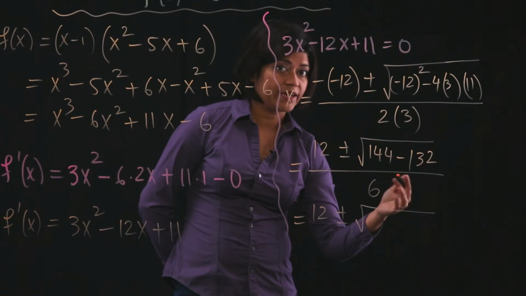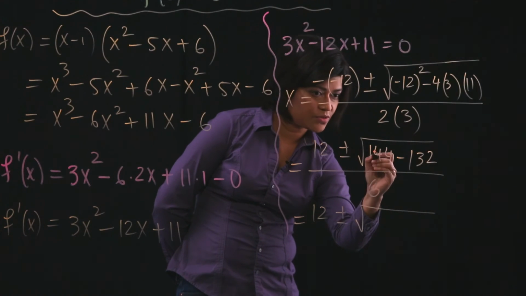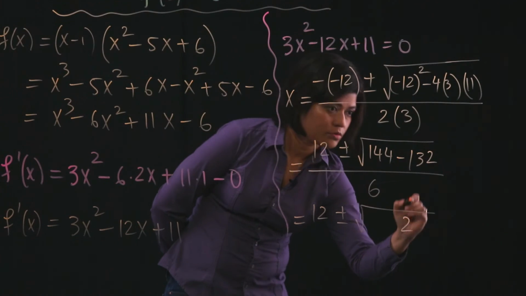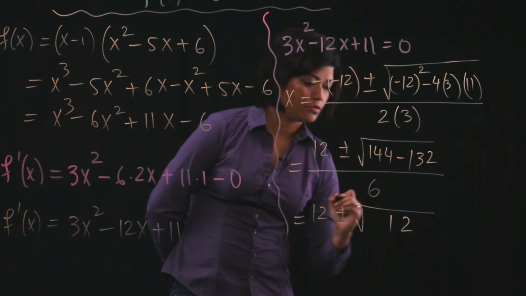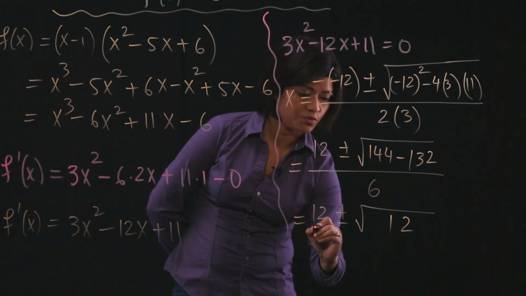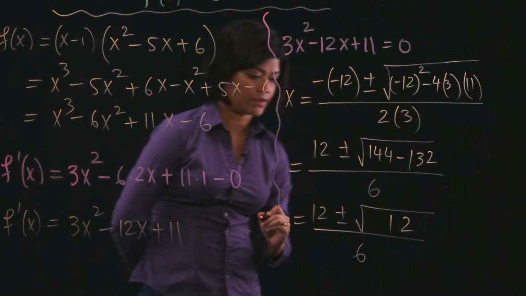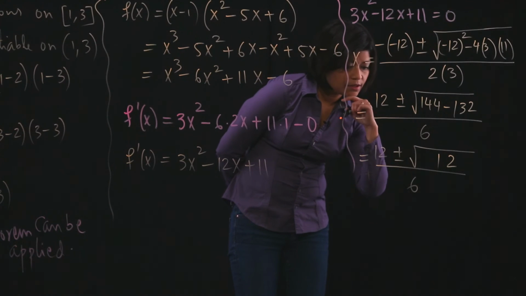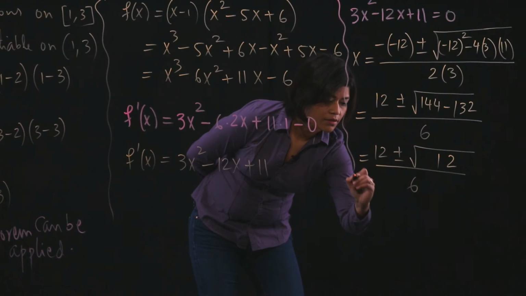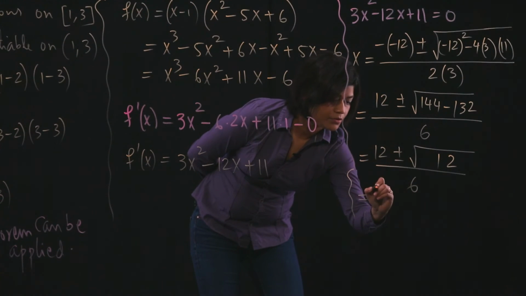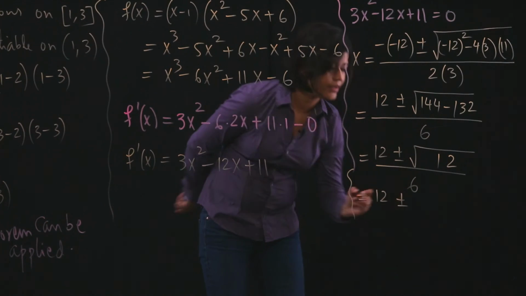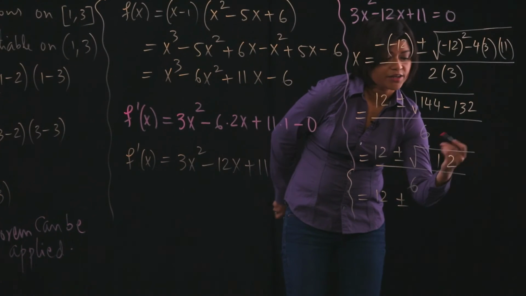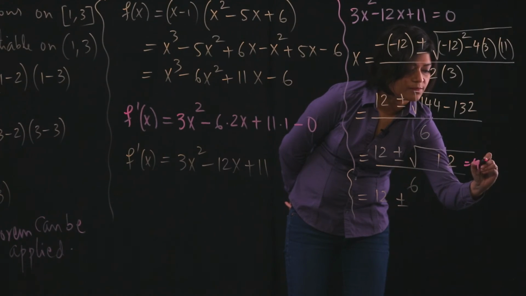That means we will get some real values. So let's see what this is: 144 minus 132 is 12. So it's the square root of 12 over 6. We can simplify this a little bit. We have 12 plus or minus the square root of 12, and 12 is 4 times 3.